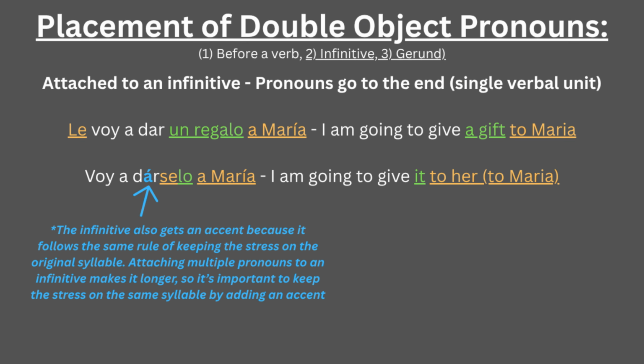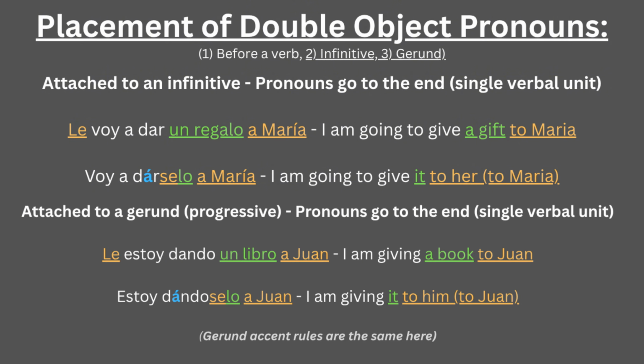This rule is also true for gerunds when they combine with multiple pronouns. The form stays the same as with previous concepts, but this is more compact. Le estoy dando un libro a Juan. Estoy dándoselo a Juan.